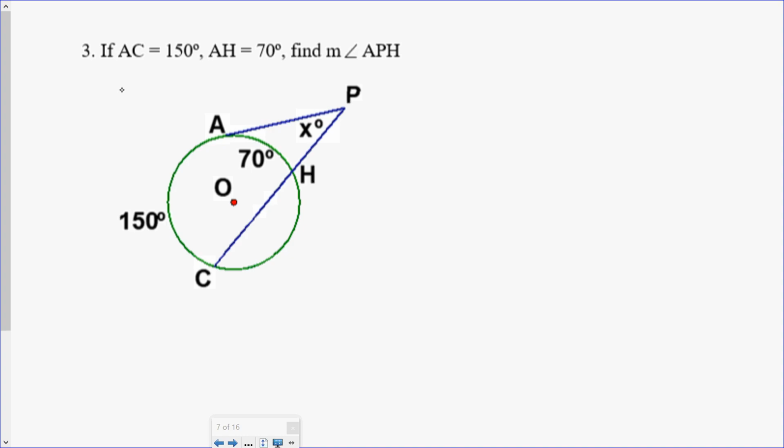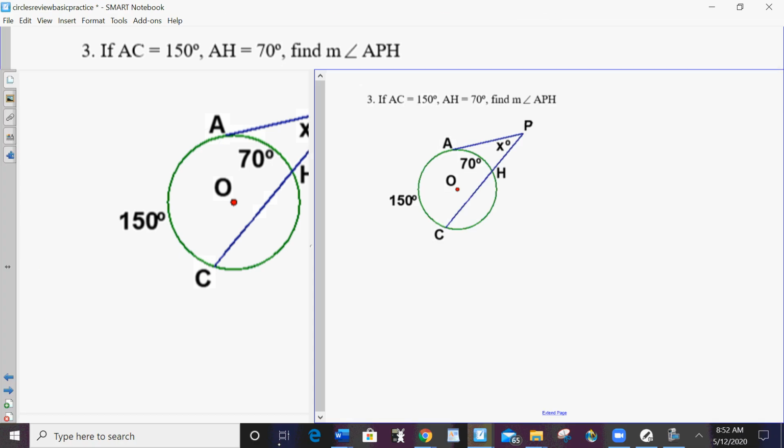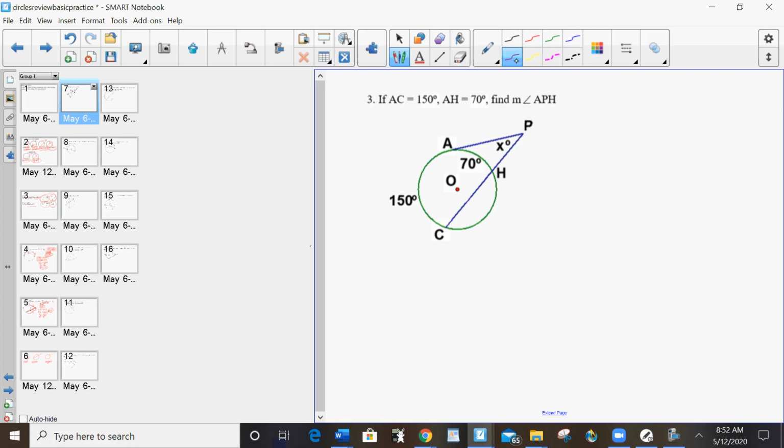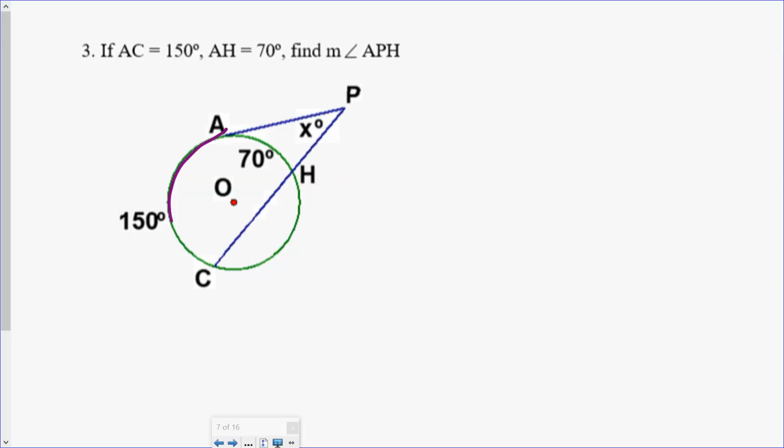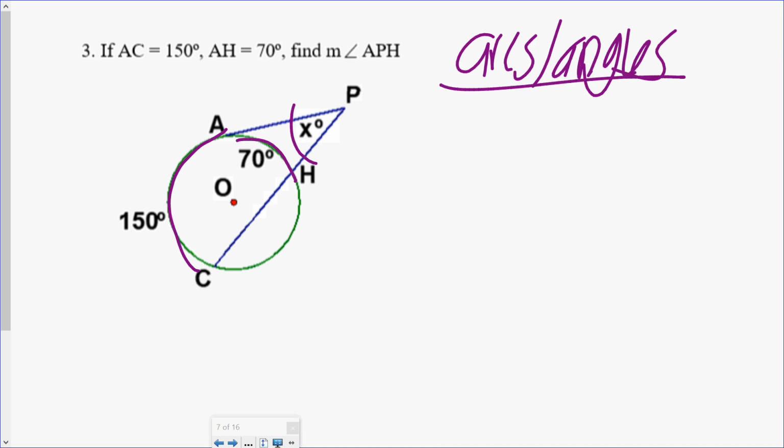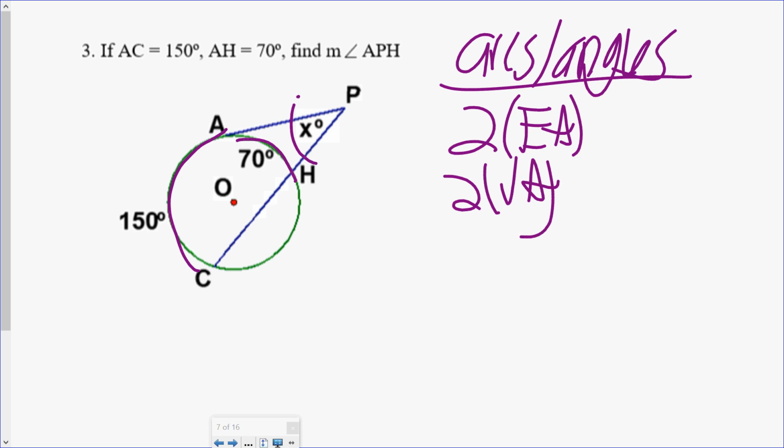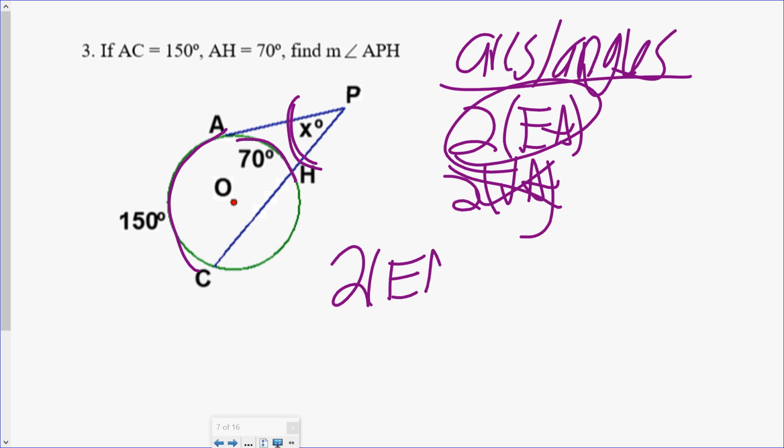Number 3. Arcs and angles or segments? That's an arc. Let's go purple, my favorite. I have an arc, I have an arc, I have an angle. Arcs and angles. So it's going to be either 2EA or 2VA. There's an exterior angle, so it's going to be 2EA. 2EA equals major minus minor.